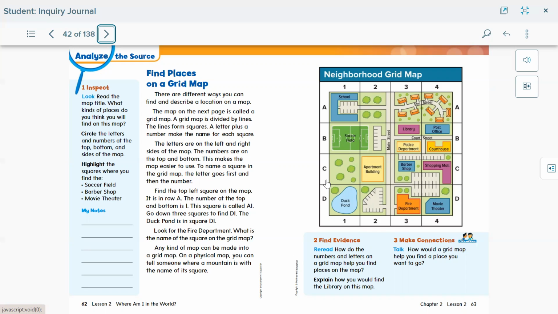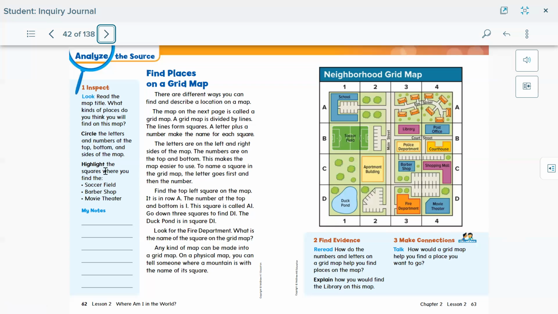Circle the letters and numbers at the top, bottom, and sides of the map. So we have them all. You can see over here, these are the numbers, and here are the letters. So you can circle these.